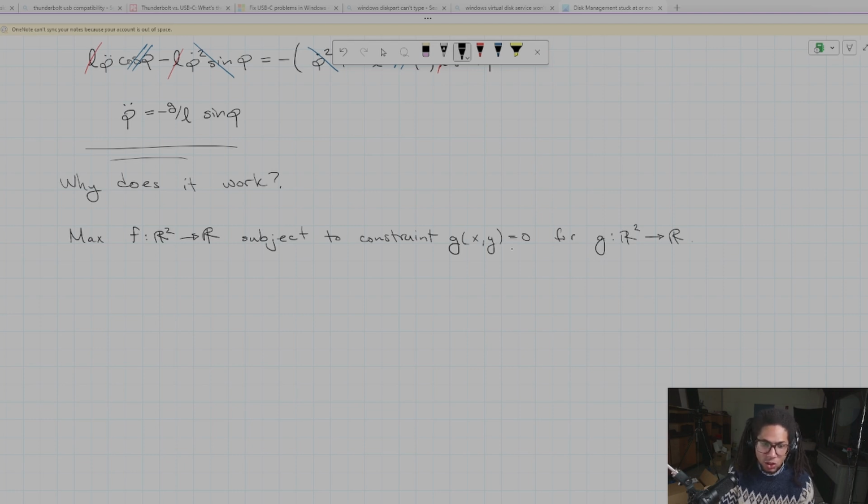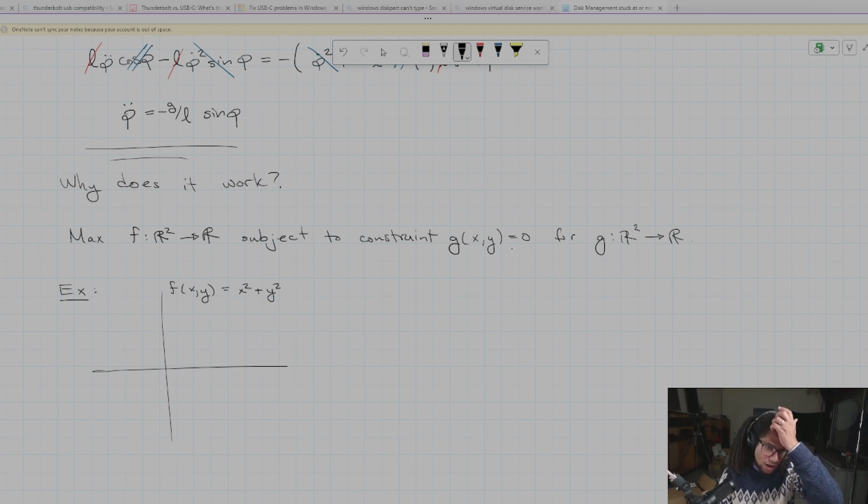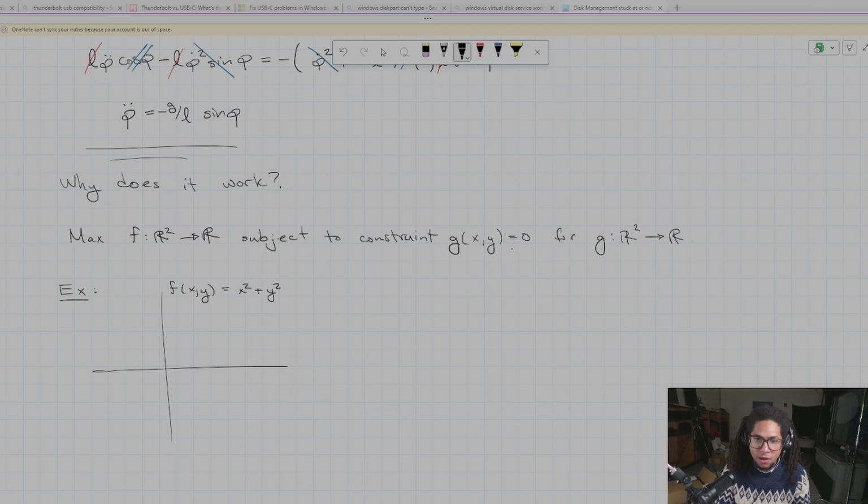Now, to be really super specific, I'm going to work an example as I do this problem, or as I sort of talk through the mathematics. So in my example, I'm going to let f of x, y be equal to x squared plus y squared. I said we're trying to maximize something. It could also be that we're trying to minimize something. Let me just say, instead of maximize, extremize. Find the stationary points. All right.